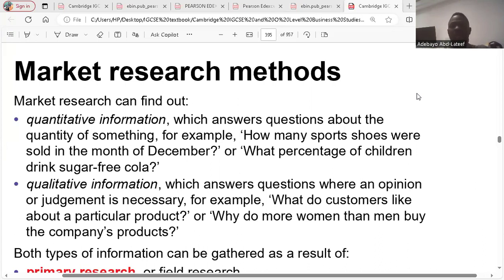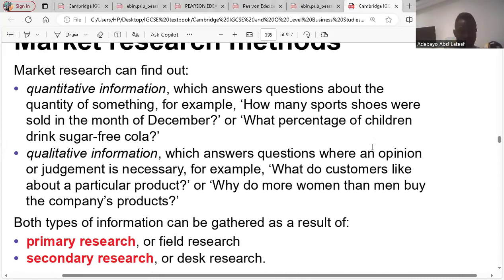Then it can also find out qualitative information, which answers questions where an opinion or judgment is necessary. For example, what do customers like about a particular product, or why do more women than men buy the company's products? These are information about quantitative and qualitative. So which is market research about?